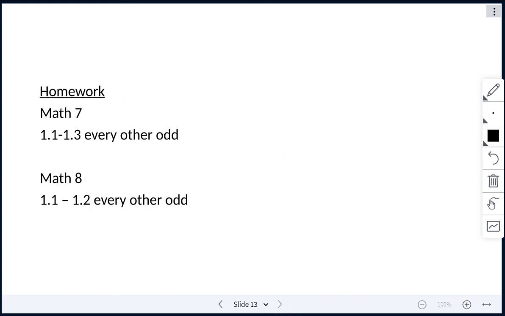All right, so this is the homework for today's class. You just have to finish the graphing. If you didn't finish the place value or forms of numbers, then make sure you finish those as well.